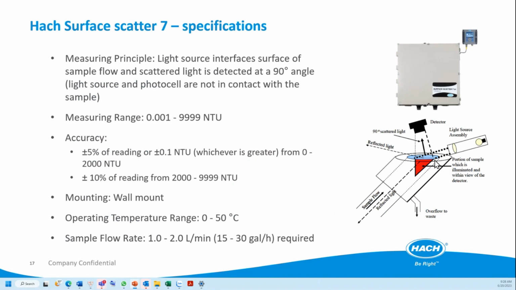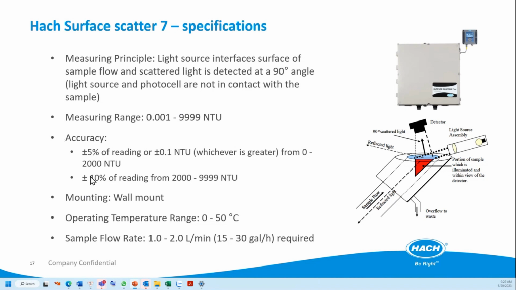Okay, just some information. For this one, I will not go into much detail. For surface scatter, there is a light source over here and a detector at a 90-degree angle to measure turbidity, and all of the optical components will not touch the water. The water will come to here and go down to the drain. The range is from 0 to 10,000. This one we install a lot in Vietnam because it's very robust. It's a little big. You can see this one is the controller and the sensor is that big, but it's very robust.